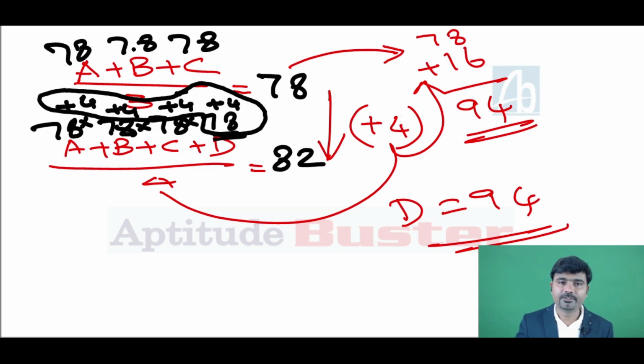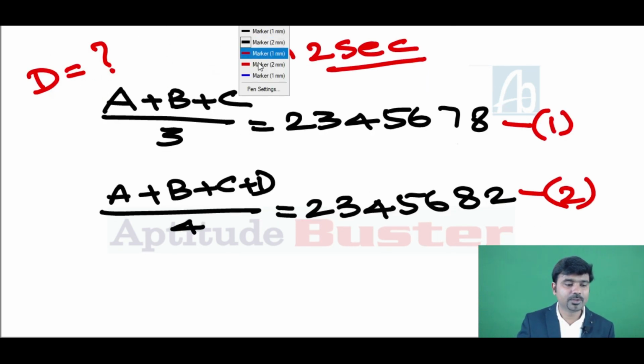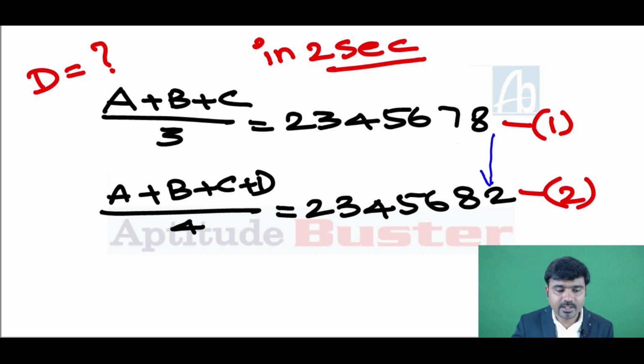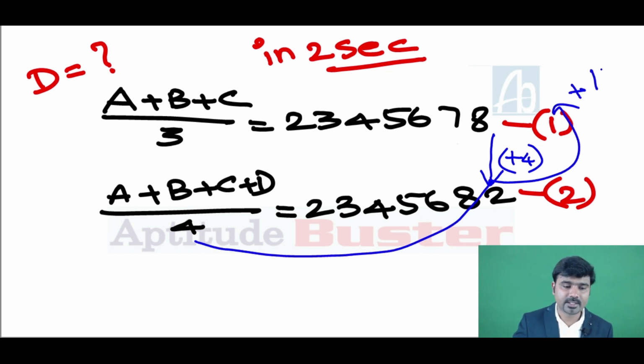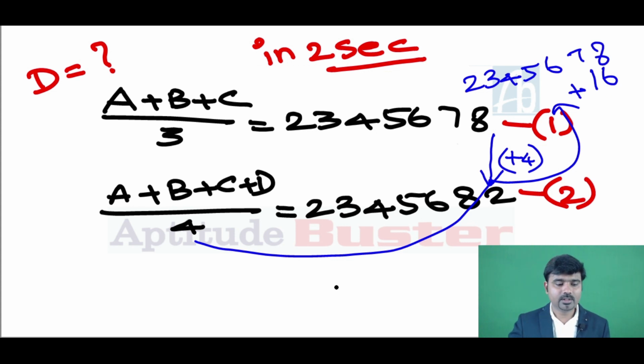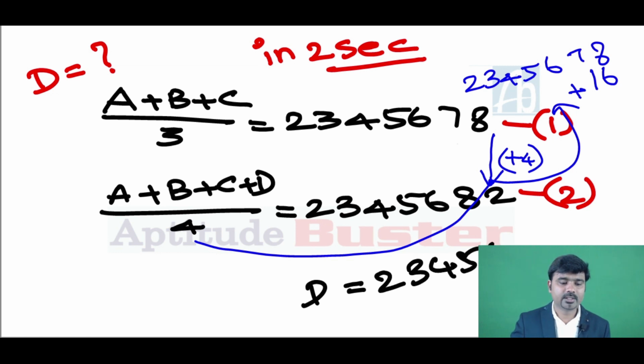Now we'll discuss the first question. Now can you answer this question in 2 seconds? The average is increased by how much? The average increased by 4. That means the total will be increased by 16. That means 16 more than the previous average. The previous average is 2, 3, 4, 5, 6, 7, 8 plus 16. The D value is 2, 3, 4, 5, 6, 9, 4. Add 16 to the previous average, then we'll get the answer. Did you understand?